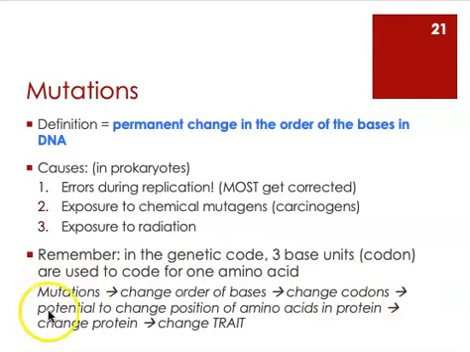That means that there is always a potential to change the position of amino acids in a protein. It depends on where the mutation lands. If a mutation changes the codon in a way that changes the amino acid that it codes for, that's going to change the protein that's being made, and that's going to change the trait that comes from that protein.